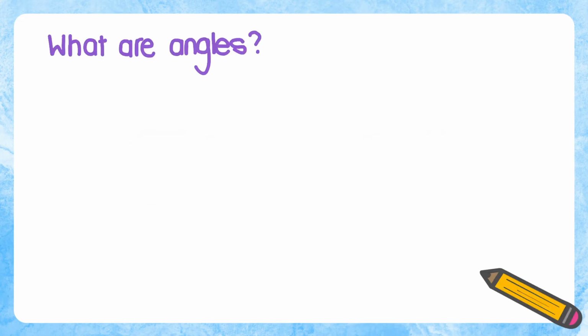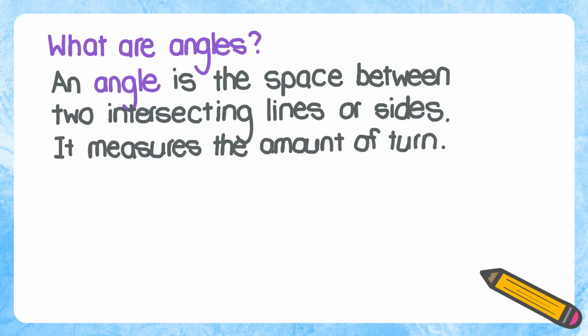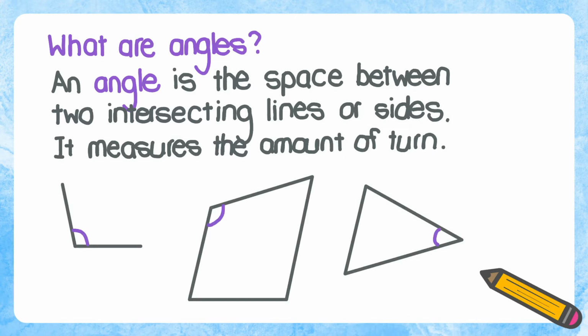So first of all, what are angles? Let's look at the definition. What are angles? An angle is the space between two intersecting lines or sides. It measures the amount of turn. The purple parts represent angles. Today, we will be looking at how to name these angles.